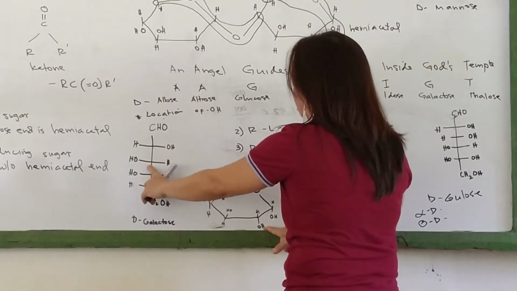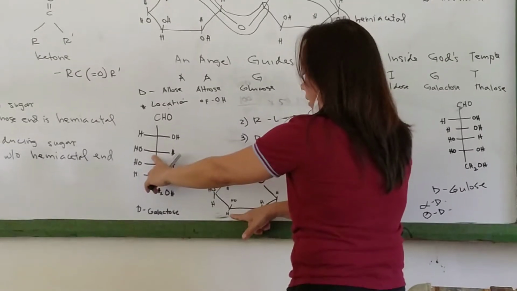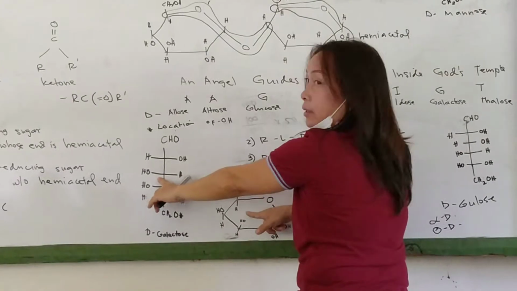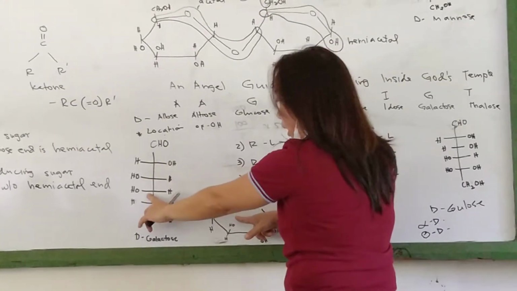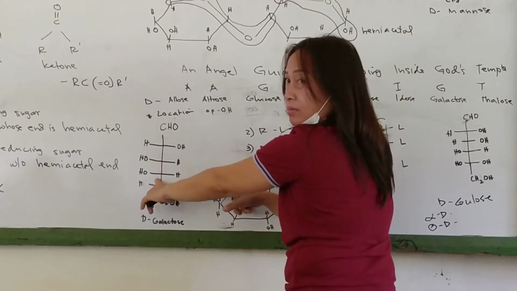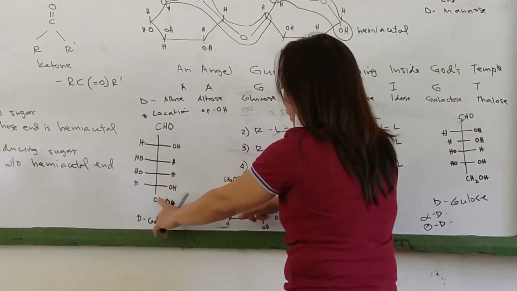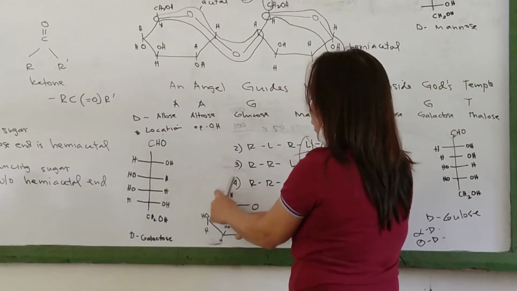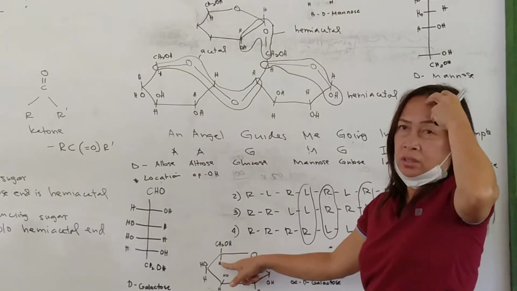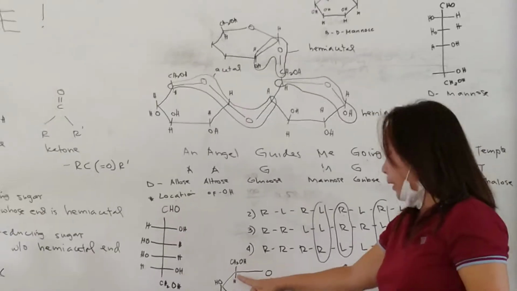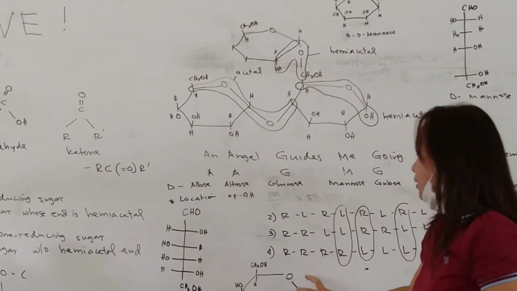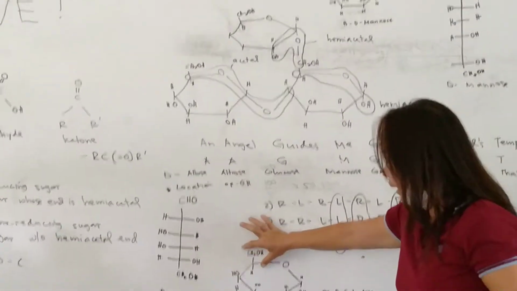The third carbon is here, on the left. So, the OH is on top. Here, on the fourth carbon, OH is still on top. And then, of course, we have now the CH2OH up, then down is the H. Okay? CH2OH, then H. They are all the same in hexoses.